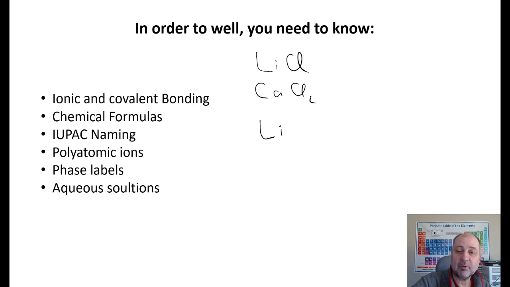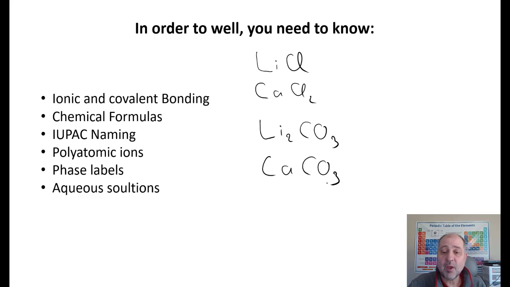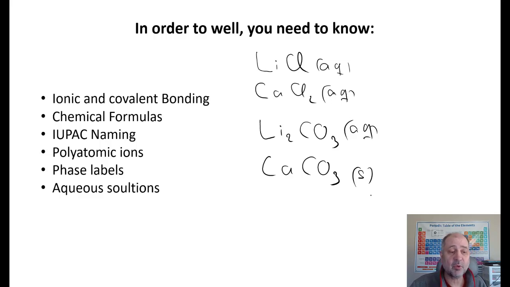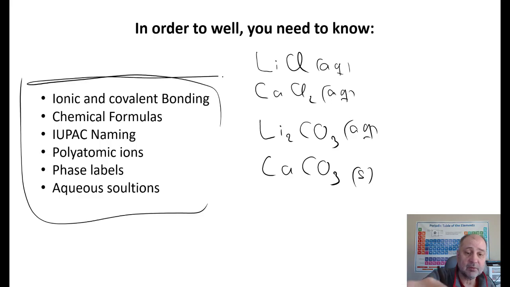If we have, for example, lithium carbonate or calcium carbonate, the formulas, the names, and if these are aqueous, so this would be aqueous, this is aqueous, this is aqueous, and this actually doesn't dissolve in water. It's a solid. Knowing how that works and knowing what those phase labels mean. But I don't want to review all this. I'm going to go straight to business here in a second. But I do want to highlight one little thing.